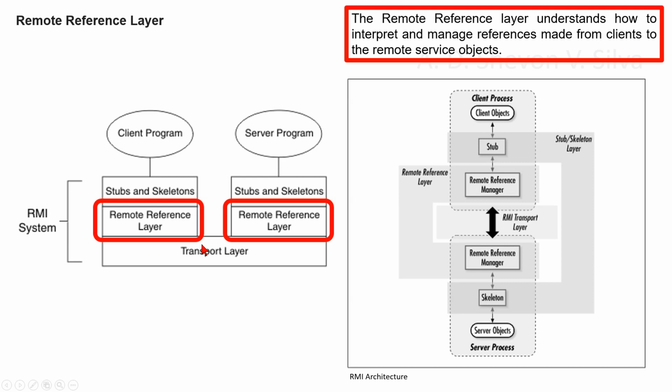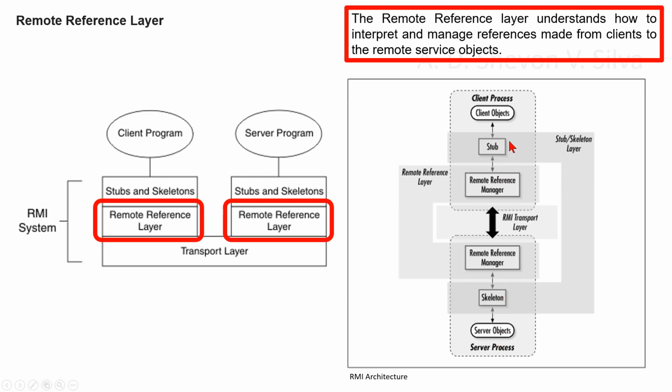Here you can see another view of RMI architecture. As you can see here, the client makes a request of a remote object using the client-side stub. The server object receives this request from the server-side object skeleton.